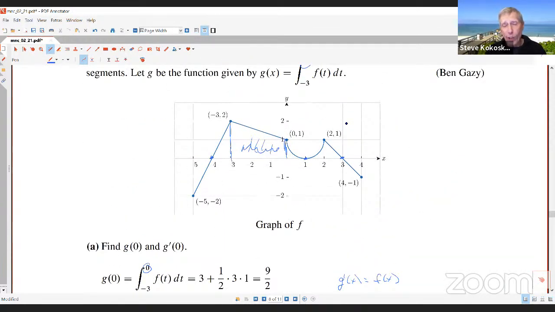Well, let's see. If this is the derivative of G, G is decreasing and then increasing. So there's going to be a relative min there. G is increasing and increasing some more over here. There's nothing going on there at 1. It's increasing and then decreasing. So there's a relative max at X equal 3. Good problem.